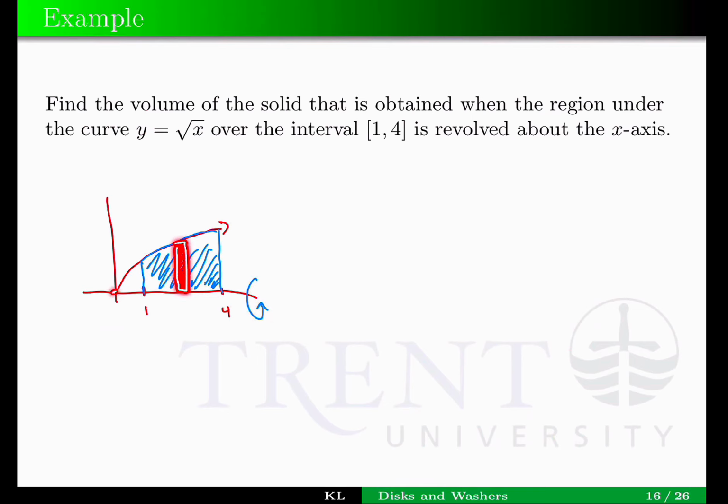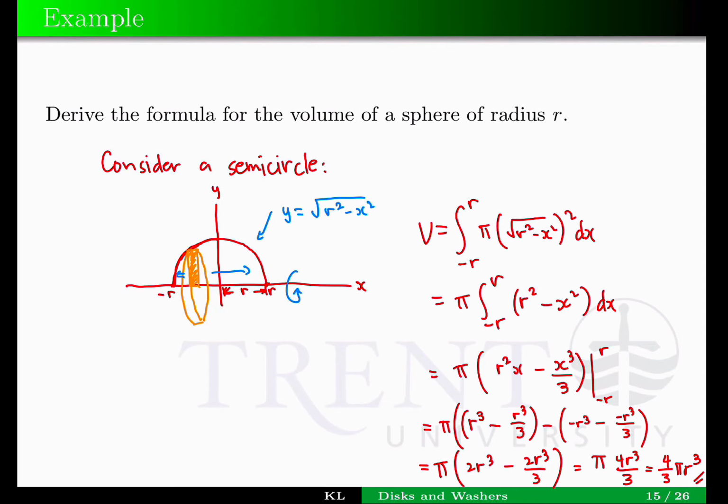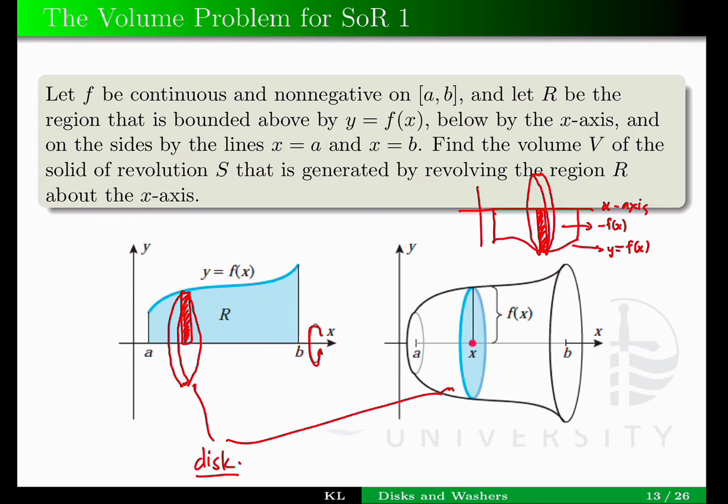The strip is vertical. So in this method, as a hint, if you are given the axis of revolution, the strip that you must consider must be perpendicular to that axis of revolution. And I'm not sure if I have named this method, but we call this the method of disk. I'll write it on the other page.